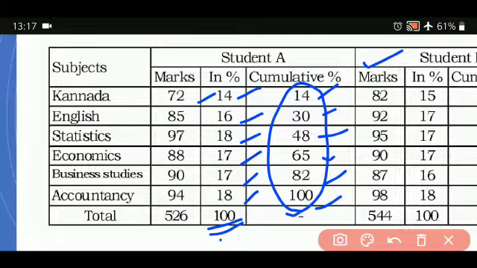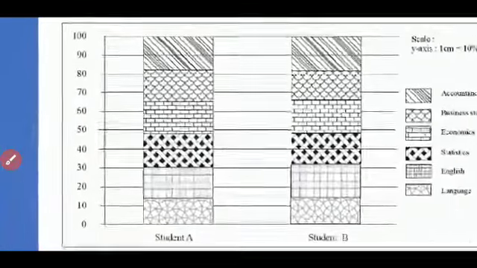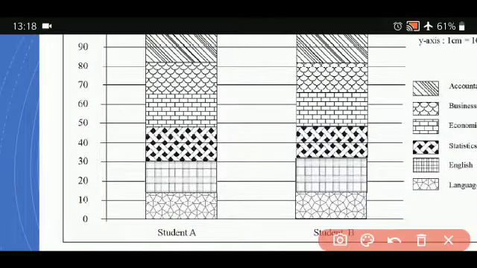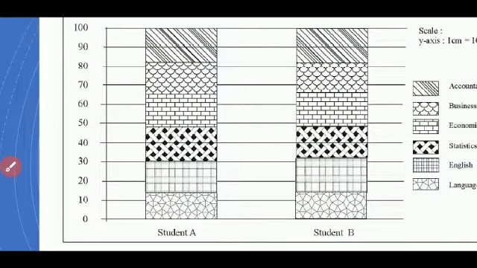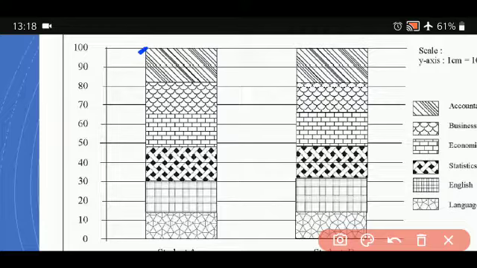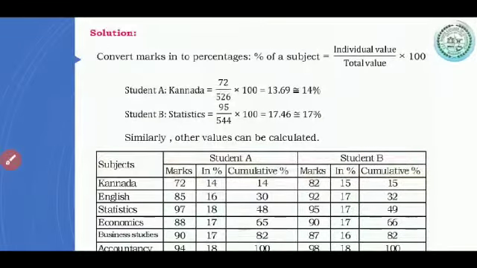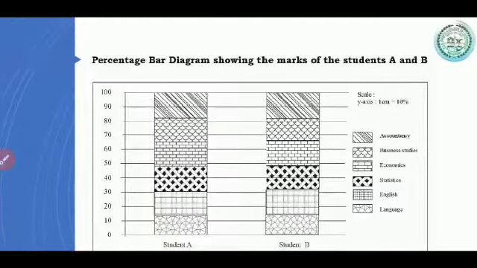Now we will see how these values are marked. See here. The maximum value, the scale that you are going to take here, is 100. This is the 100. And those cumulative values that we have calculated, for example, the first value is 14. Then the next one after 14 is 16, 18. All those values are marked here, and the maximum it will take is 100.